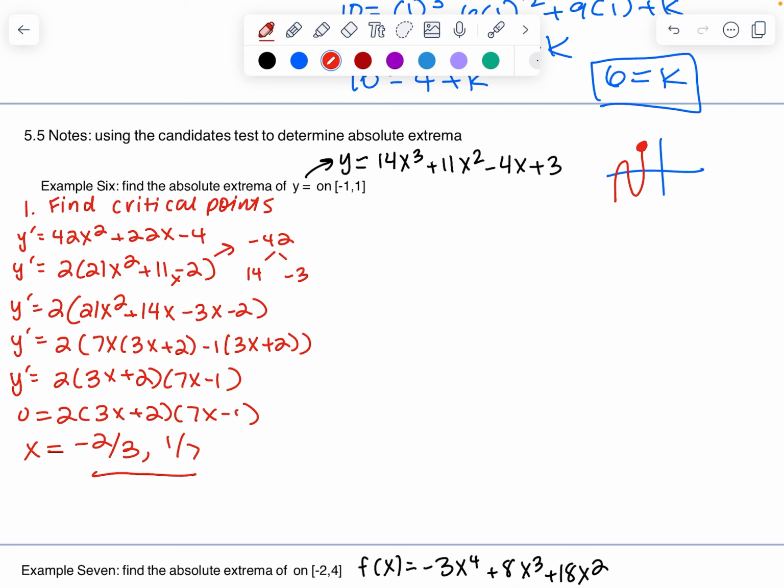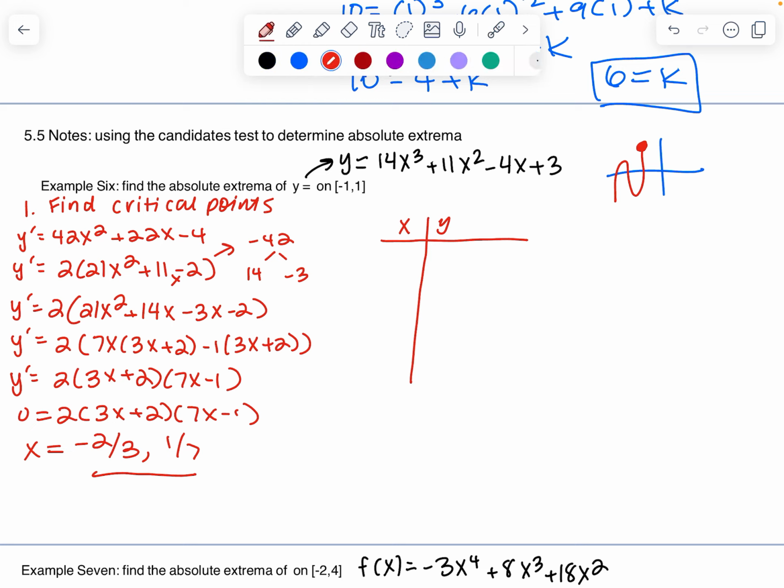I know that there could be some relative extrema there, so I'm going to do something called a candidates test. I'm going to write x, and I'm going to go y. I know that there is potentially an absolute extrema at negative 2/3 and 1/7, because those are critical points. So those are options. But also, technically, the endpoints could also be extrema, because if you looked at this example that I drew over here, the highest point was actually the endpoint.